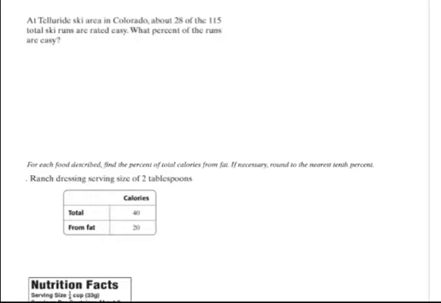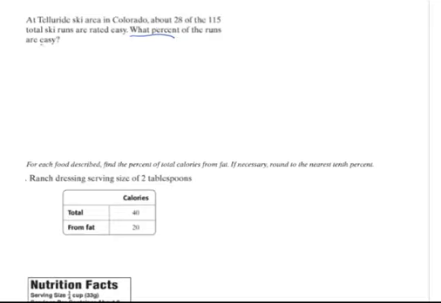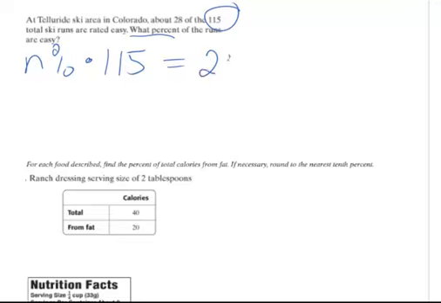Okay, continuing with 5.5, the next problem says, at Telluride ski area in Colorado, about 28 of the 115 total ski runs are rated easy. What percent of the runs are easy? Okay, so again, I'm going to read this part, what percent. So what is N percent of the runs? How many runs do we have total? There's a total of 115 ski runs. How many of those are easy? 28 of them.